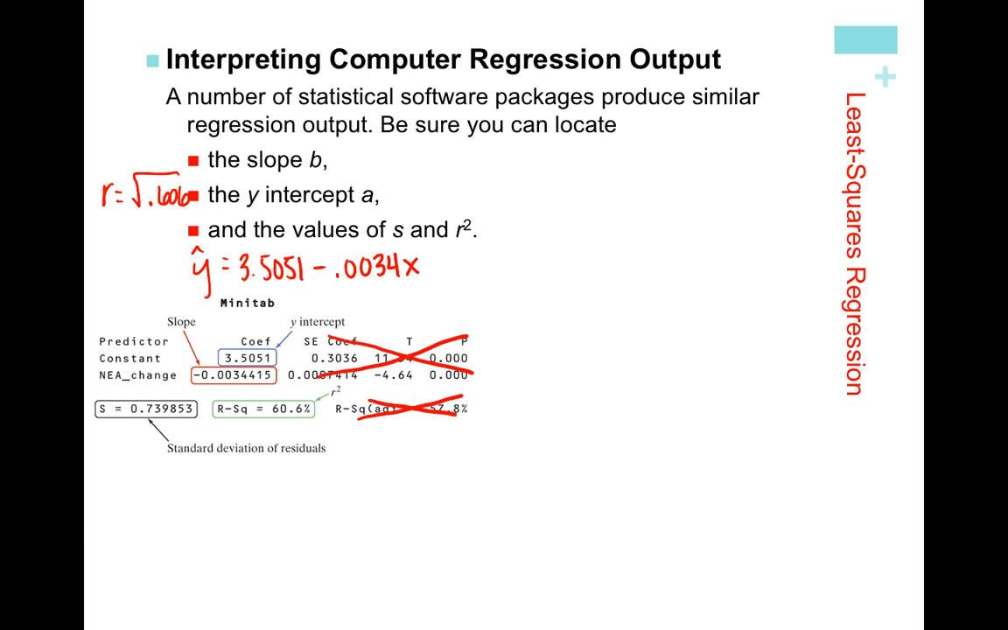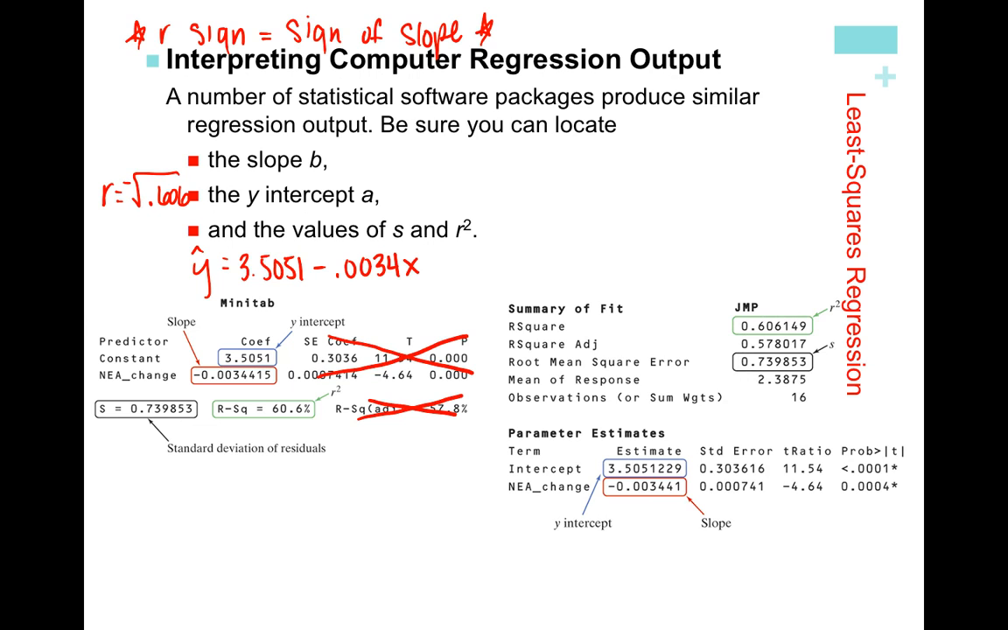But we do want to be careful. R always matches the sign of the slope. So our slope here is negative. That means that when we take that square root, we have to remember to put that negative back in. So here, just keep in mind R's sign equals the sign of the slope. Because if your slope is positive, you have a positive association, which means R is going to be positive, and then vice versa with the negative.